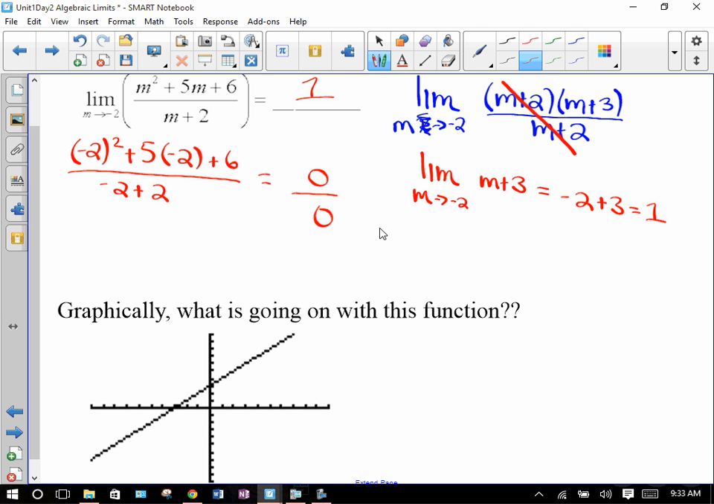So what you want to know is that when you have this type of issue with 0 divided by 0, that's typically going to mean that you have a hole in your graph and that you need to cancel something out. You're probably going to want to factor something, and then just make sure you know that.